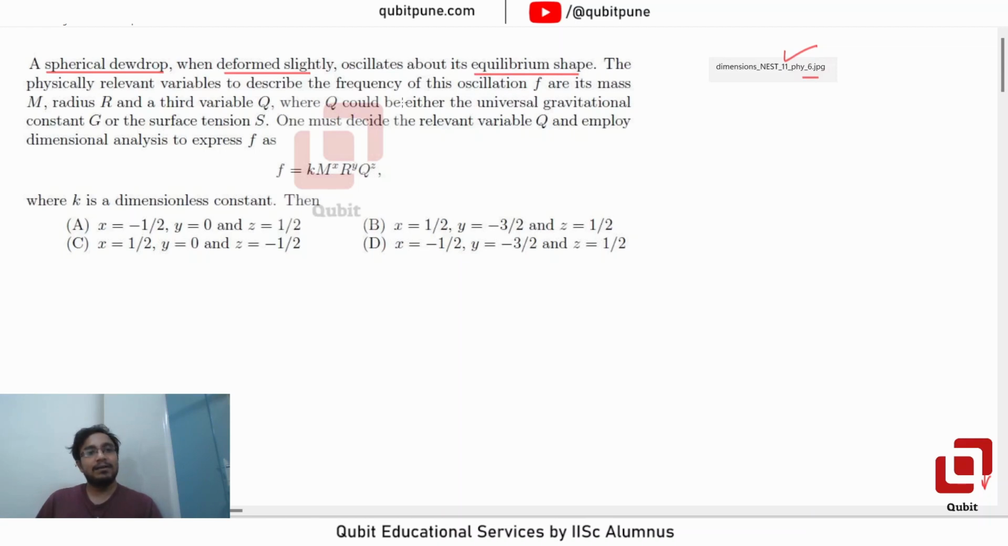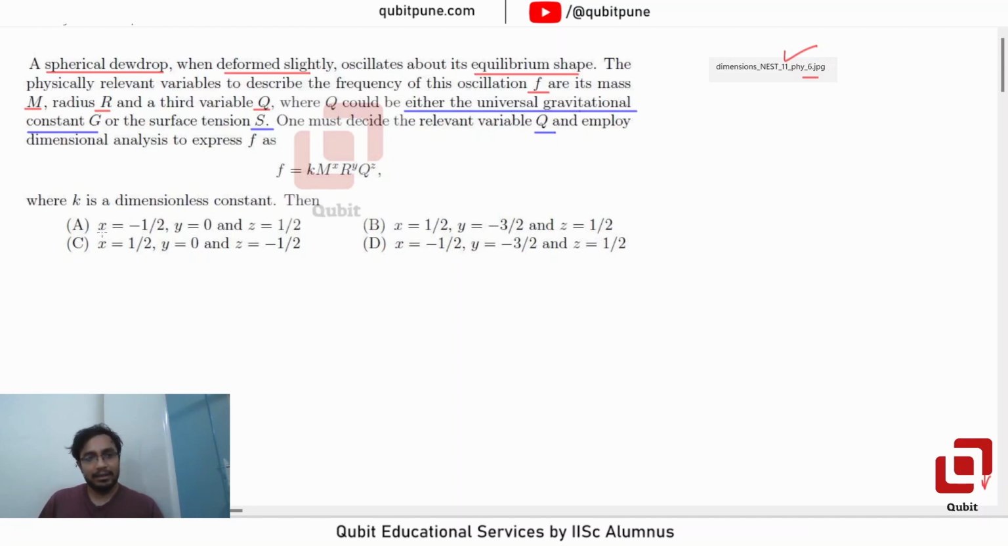A spherical dewdrop, when deformed slightly, oscillates about its equilibrium shape. The physically relevant variables to describe the frequency of this oscillation F are its mass m, radius r, and a third variable q, where q could either be the universal gravitational constant capital G or the surface tension S. One must decide the relevant variable q and employ dimensional analysis to express F as k into m to the power x, r to the power y, q to the power z, where k is a dimensionless constant.